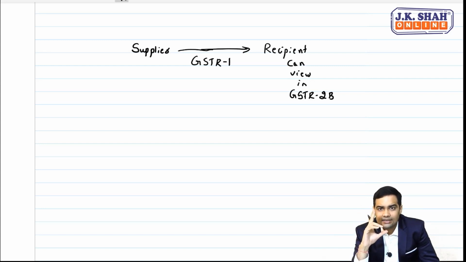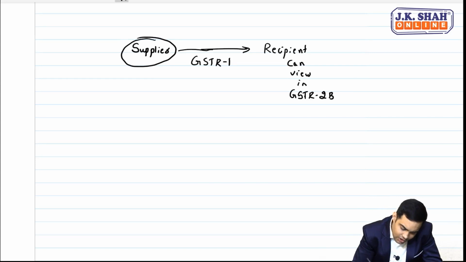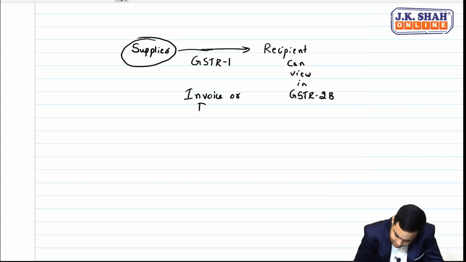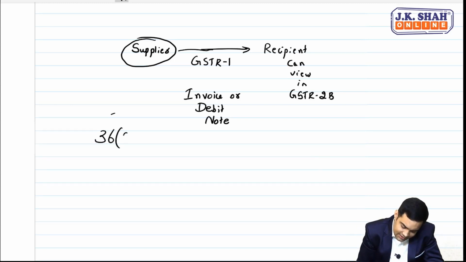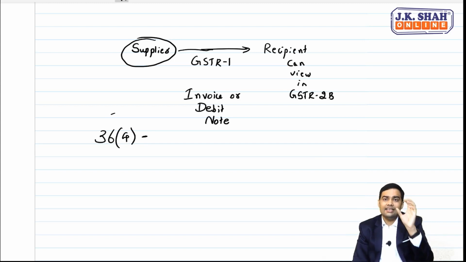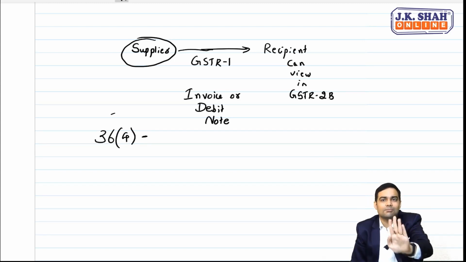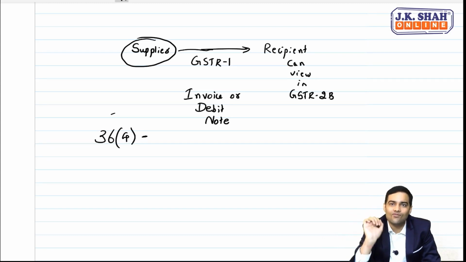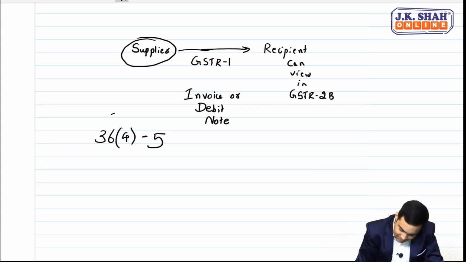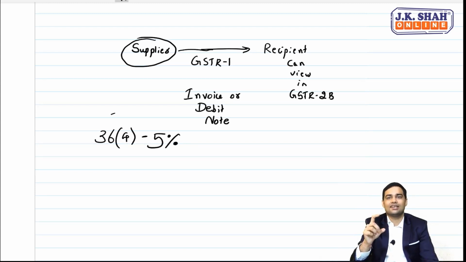Now, say suppose supplier does not furnish that particular invoice or debit note. Then what will happen? If the supplier furnishes invoice and debit note, you will get the credit. If he does not furnish, then there was one rule 36.4 that ITC on invoices not furnished by the supplier is restricted to 5% of invoices or debit note furnished by the supplier. You remember rule 36.4, to the extent of 5% margin was given.